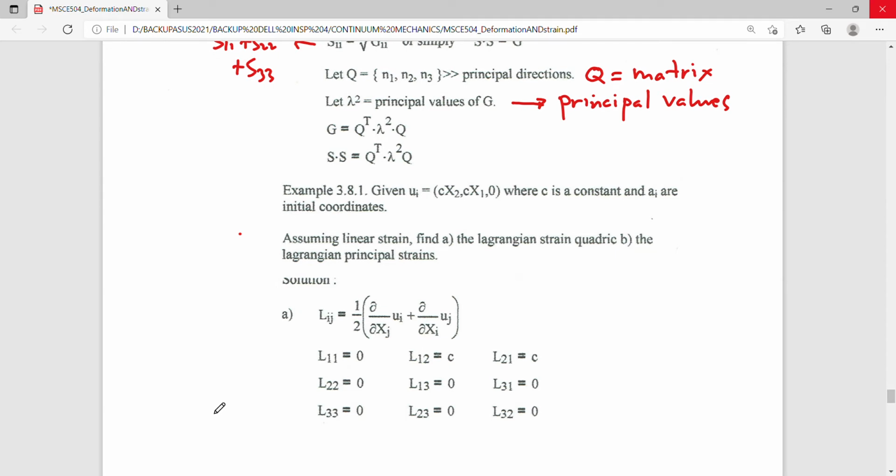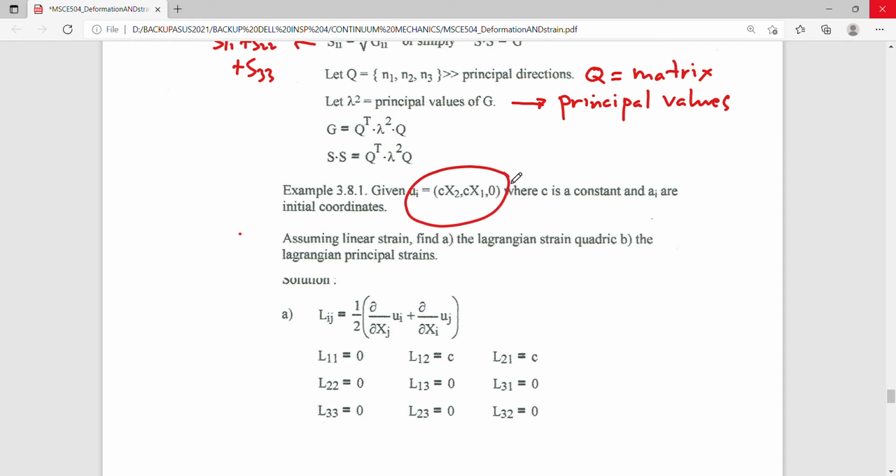So for example 3.8.1, we are given a displacement field u_i equal to (cx2, cx1, 0), where c is a constant and the x_i are the initial coordinates. So assuming a linear strain, we find (a) the Lagrangian strain quadric and (b) the Lagrangian principal strains. Okay, so the first thing we have to do perhaps is to analyze what this means, no?